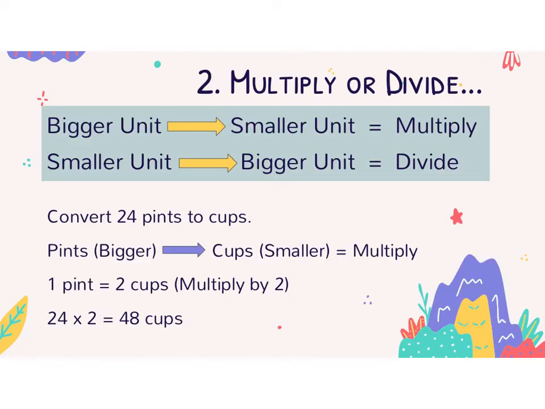The second way we can convert customary measurements is by multiplying or dividing. If we have a bigger unit and we're moving to a smaller unit, we will multiply. And if we have a smaller unit and we're moving to a bigger unit, we will divide.